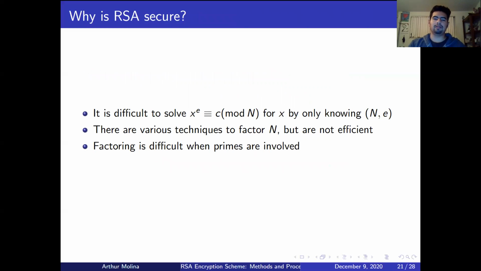So why is RSA secure? It's secure because overall it is difficult to solve for the plaintext M only knowing N and E. There are various techniques to factor N, but they're not overall efficient. And factoring becomes difficult when prime numbers are involved, because the only factors of a prime number are 1 and itself.